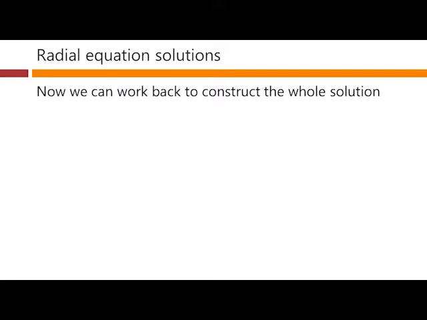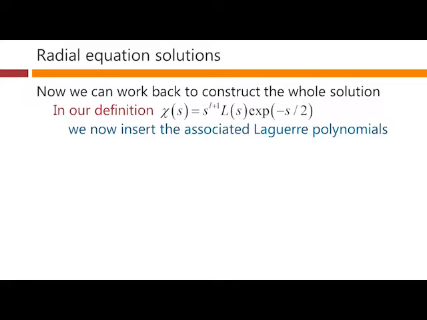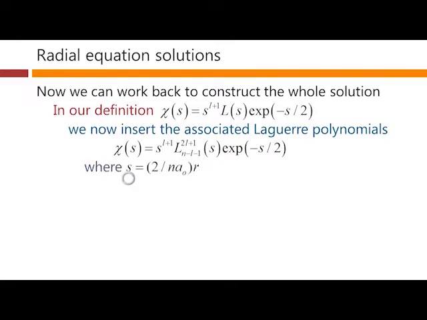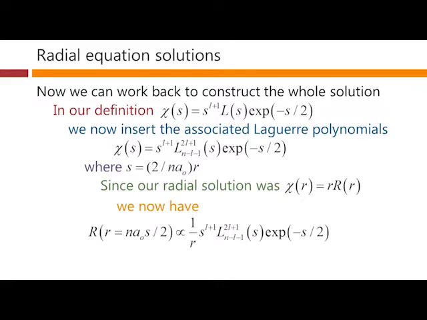So now we can work back to construct our whole solution. We've actually now solved the whole problem. In our definition here, these L functions were the associated Laguerre polynomials. So we put those in. And we note that s we had defined was this particular variable here. So we can work backwards. We knew what our radial solution was. And if we work backwards to get what this r is, then this is what the r looks like. And we've not put in a normalization factor here yet, but this is basically what the capital R function looks like now.